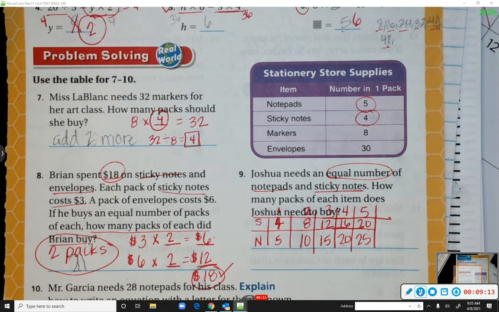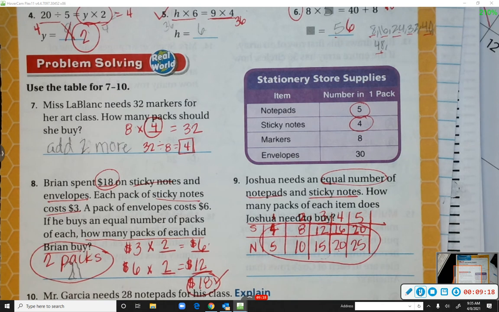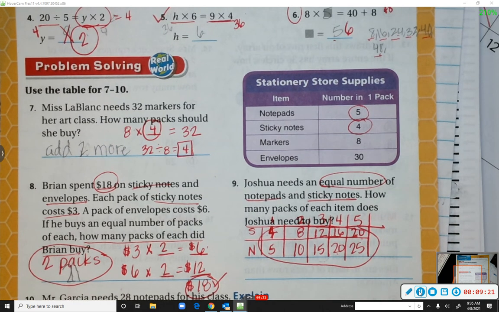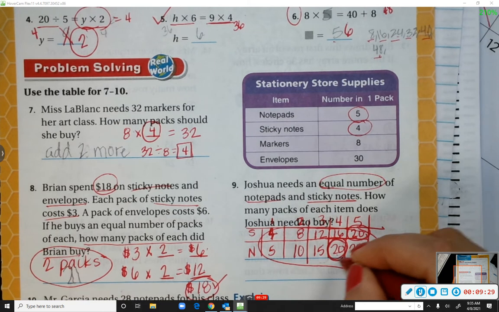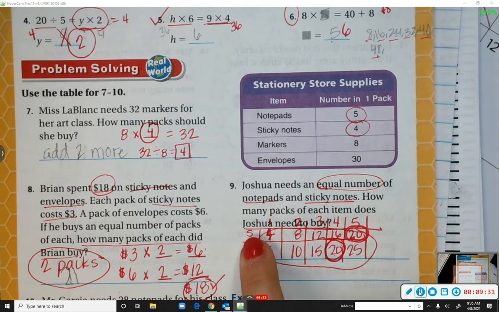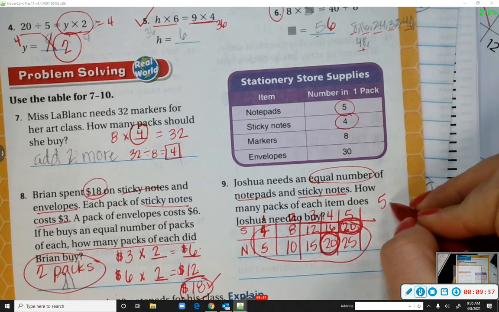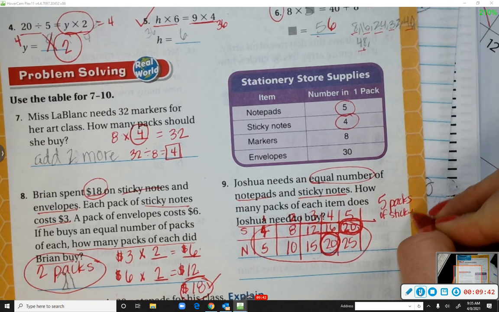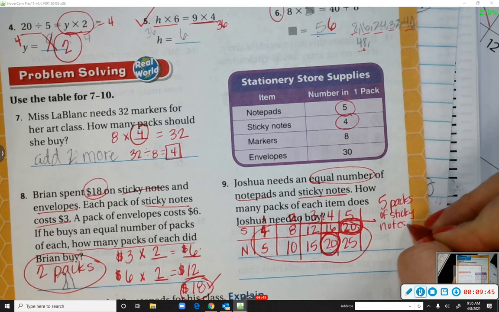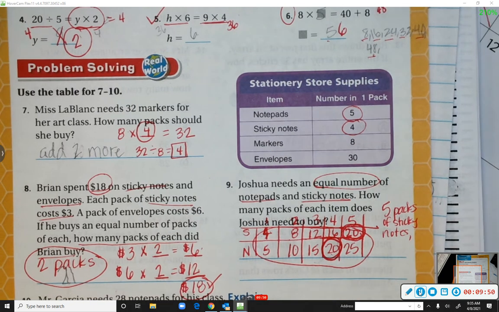The 2. I'm talking about these. Yes. What number do you see in both of them? 20. Okay, so now we can stop. They both have 20. So for sticky notes, I would need to buy 5 packs. Okay, and for notepads, I would need to buy 4 packs.